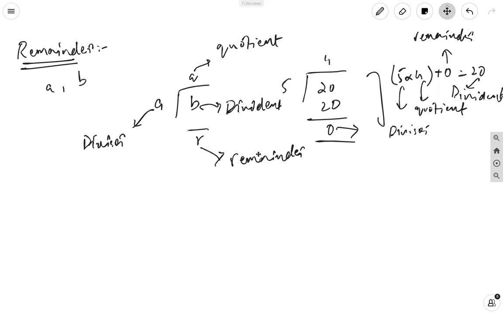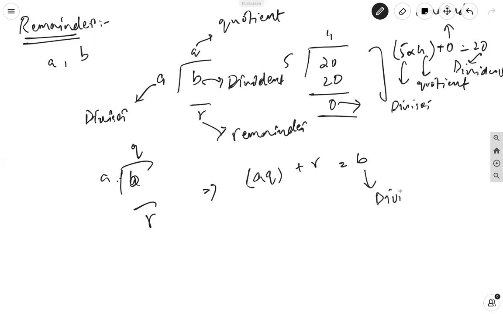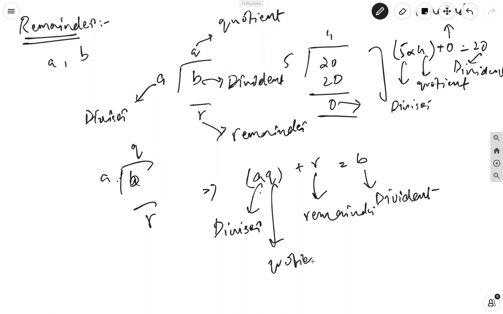Yes. So just remember that the form which we usually use for B, A, Q, and R will be A, Q plus R is equal to B, right? This is the dividend. This is the remainder. This is the divisor. And this is the quotient. Okay.